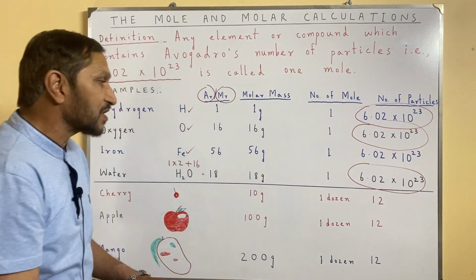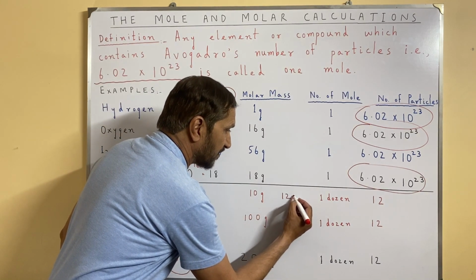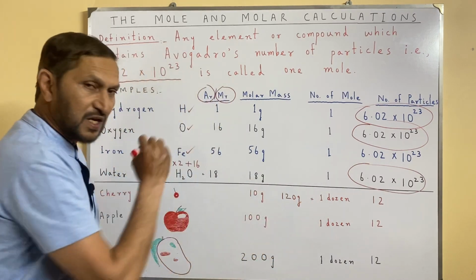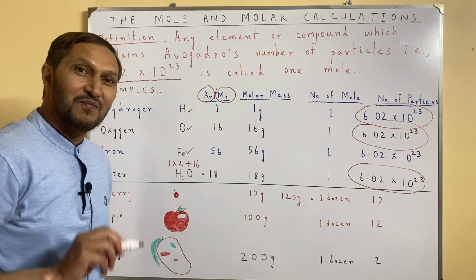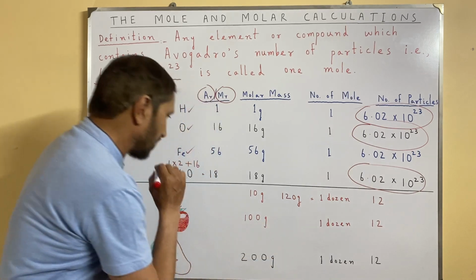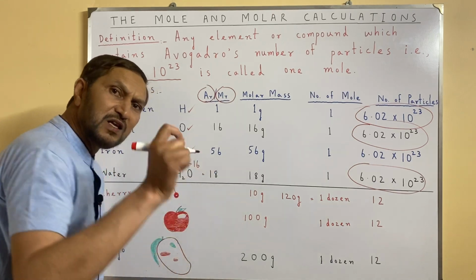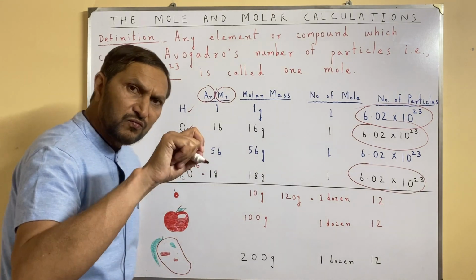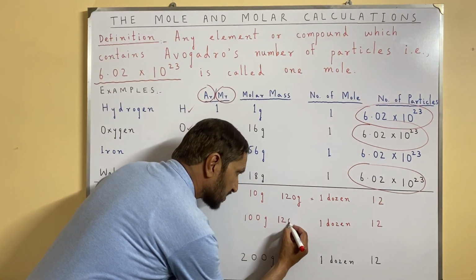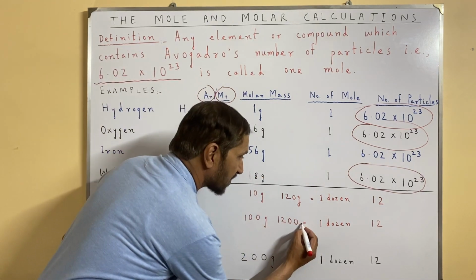cherries, suppose they will have 120 grams. This one dozen of cherries will have 120 grams of mass. And if I am taking the example of 12 apples, where the mass of each apple is 100 grams, so the total mass of 12 apples is 1200 grams.